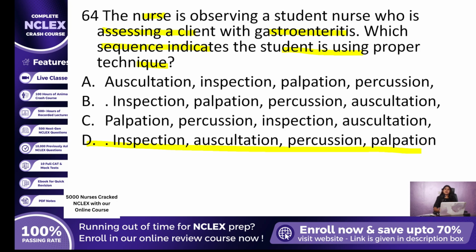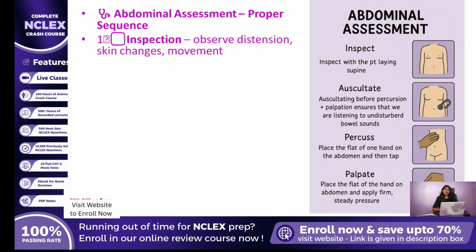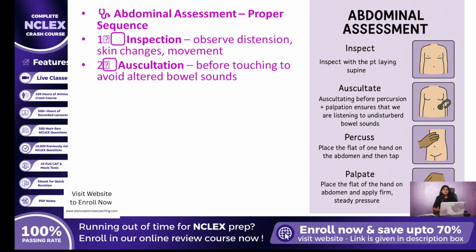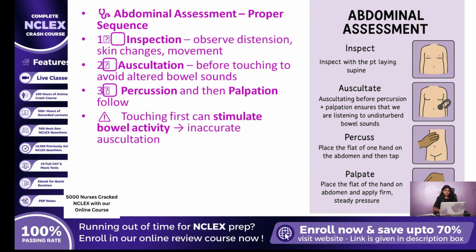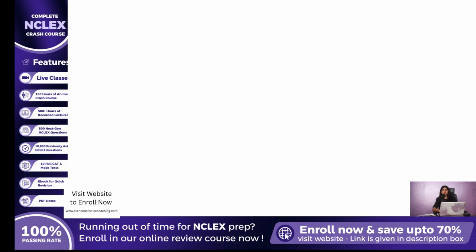Here is the rationale. The proper sequence of abdominal assessment begins with inspection, followed by auscultation before any touching of the abdomen. This is critical because palpation or percussion can stimulate bowel activity, which might alter the sound pattern and lead to inaccurate findings during auscultation. Starting with visual inspection allows the nurse to observe for distension, skin changes, or peristalsis. The other options disrupt this sequence and can compromise the integrity of the assessment.